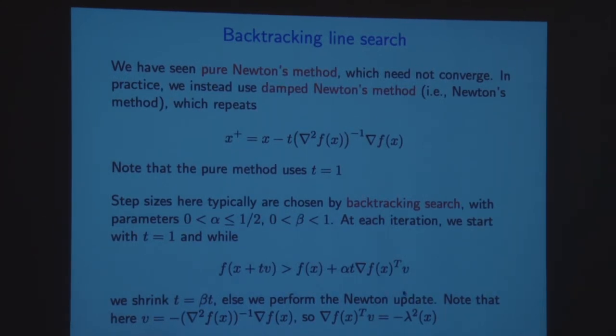And when we do backtracking with Newton's method, the nice thing is that we don't have to actually recompute the Newton direction within each inner loop of the backtracking search. We just compute it once, that's v. And all we're having to do is function evaluations, essentially.